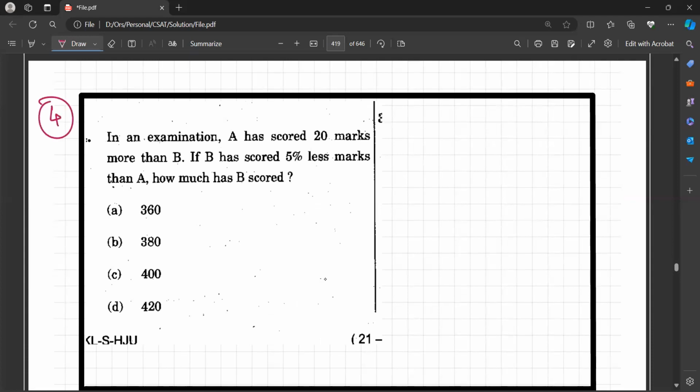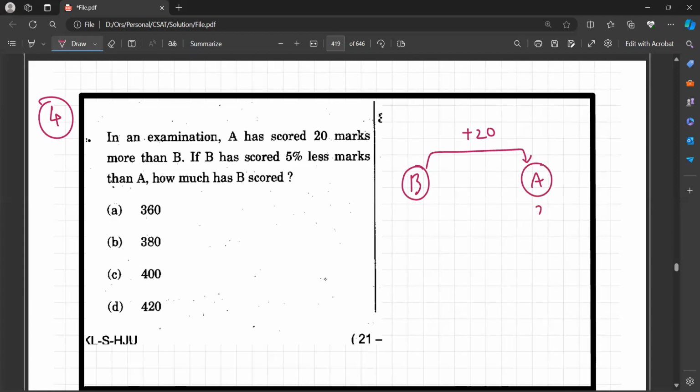In an examination, A has scored 20 marks more than B. So that means if this is B, this is A, the difference between their marks will be plus 20. Got it? If B has scored 5% less marks than A, then how much has B scored? 5% less mark. Got it?